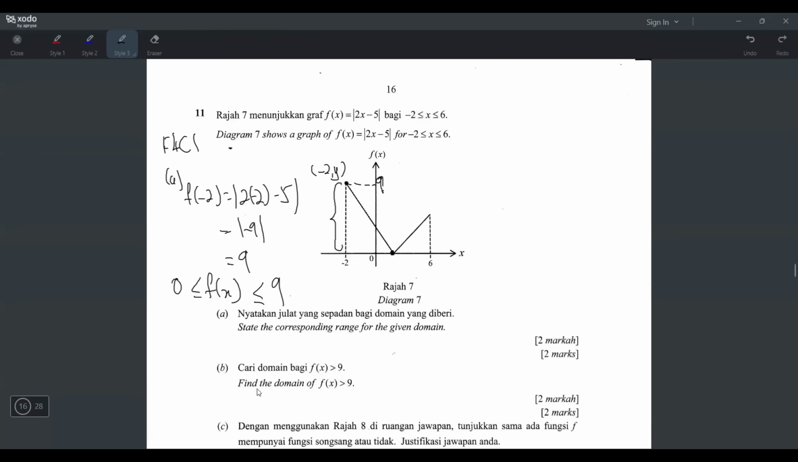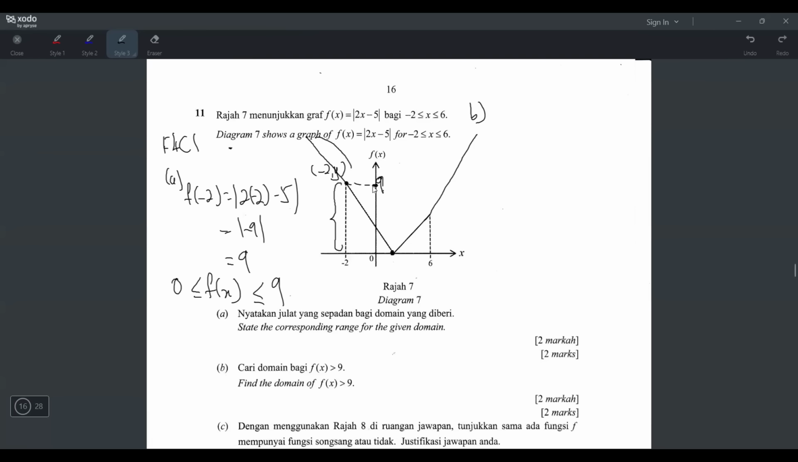Now let's do B. Find the domain of f(x) bigger than 9. All right, if you want f(x) bigger than 9, you should go to f(x) and find 9 first, which is here, right? So imagine if your f(x) is bigger than 9, and if you keep drawing the graph, it's just going to go up like that and continue. It will not go down. It will just be a straight line, keep going up forever. So they want f(x) bigger than 9.